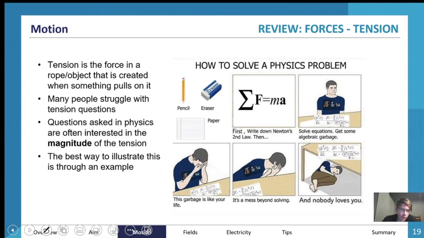So tension is the force in a rope or object that is created when something pulls on it. Many people struggle with tension questions. Questions asked in physics are often interested in the magnitude of tension. The best way to illustrate this is through an example.